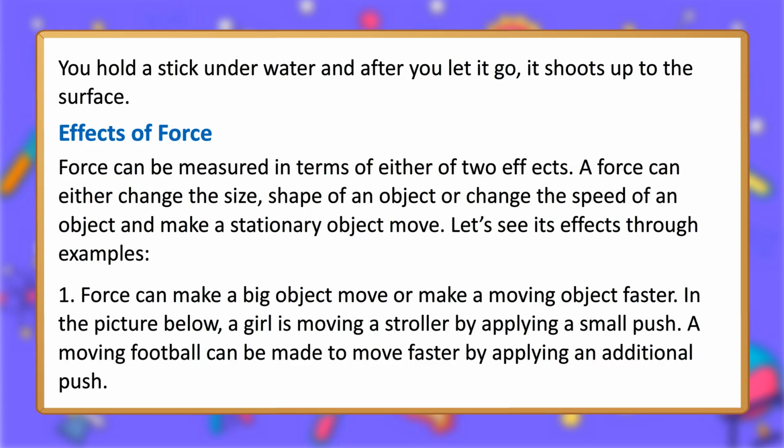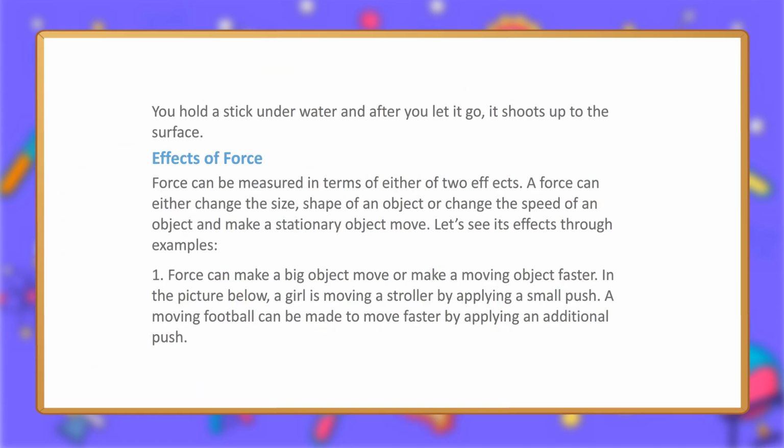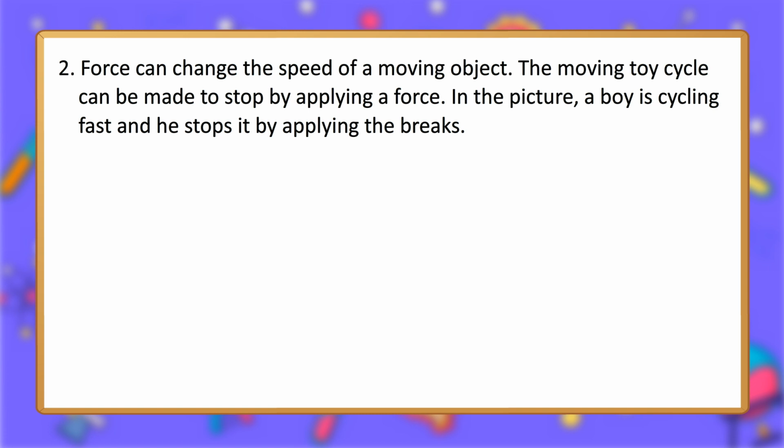In the picture below, a girl is moving a stroller by applying a small push. A moving football can be made to move faster by applying an additional push. 2. Force can change the speed of a moving object. The moving toy cycle can be made to stop by applying a force. In the picture, a boy is cycling fast and he stops it by applying the brakes.